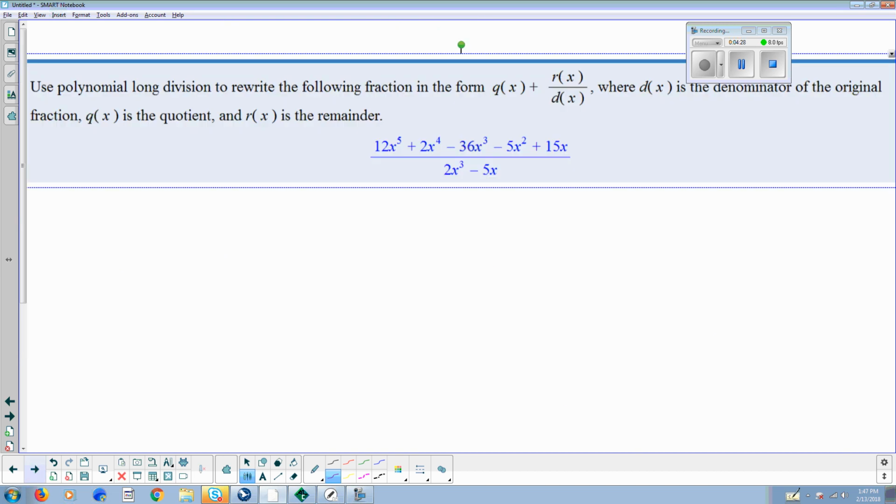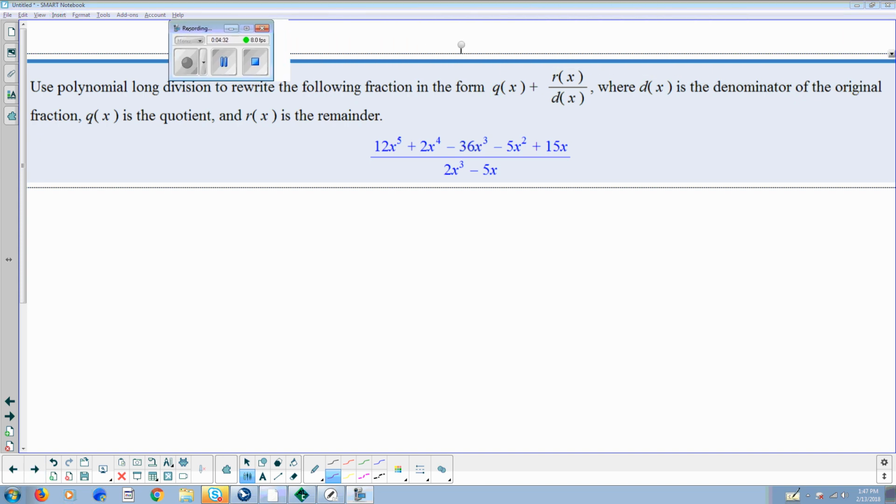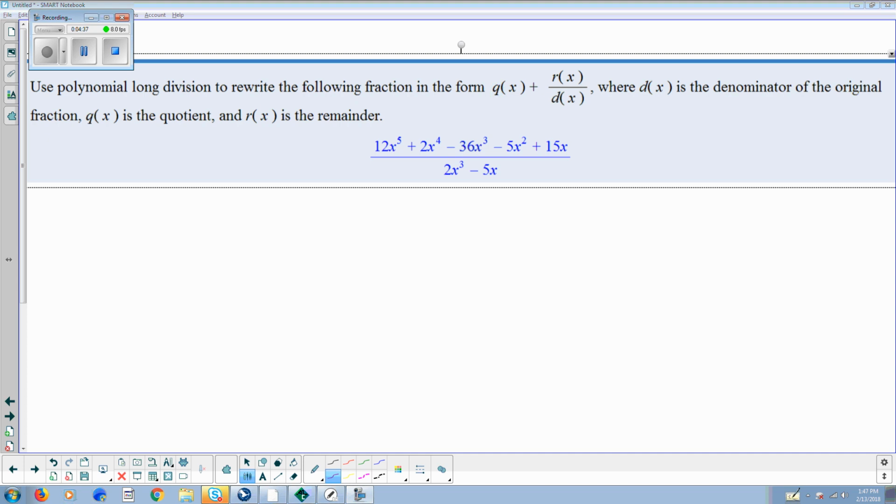Now, when we convert this to polynomial long division, there's a few things that we have to keep in mind. The directions here say use polynomial long division to rewrite the following fraction in the form Q, that stands for quotient, plus your R, that's your remainder, over D, that's your divisor. Where D of X is the denominator of the original fraction, or the divisor, Q of X is the quotient, R of X is the remainder.